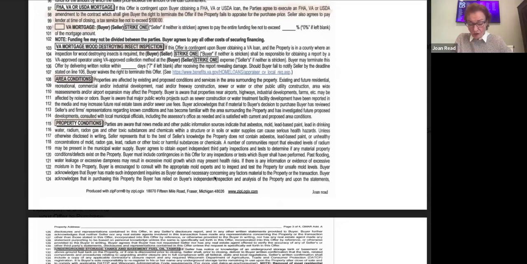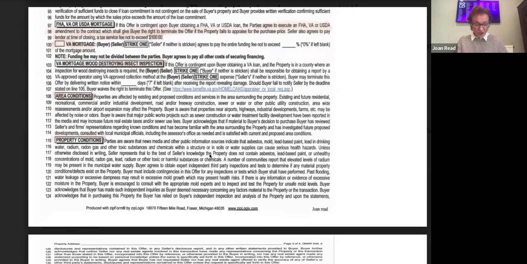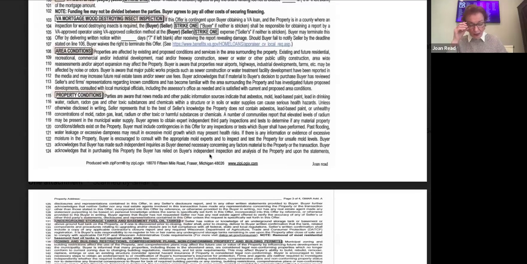If you're getting a VA mortgage, for some reason, you still have to get a termite inspection. Then there's a section under area conditions and a section under property conditions. Those are important to relay to your buyer when you, as a buyer's agent, are drafting this addendum A. There are hidden things in there that may come up during the time period between the accepted offer and the closing date that the buyer should be aware of.